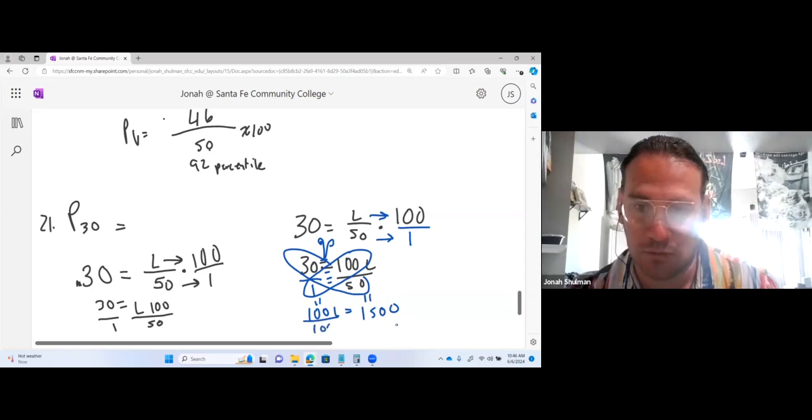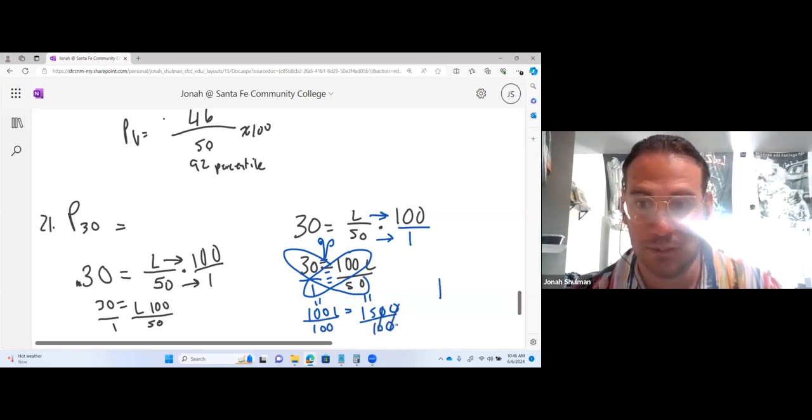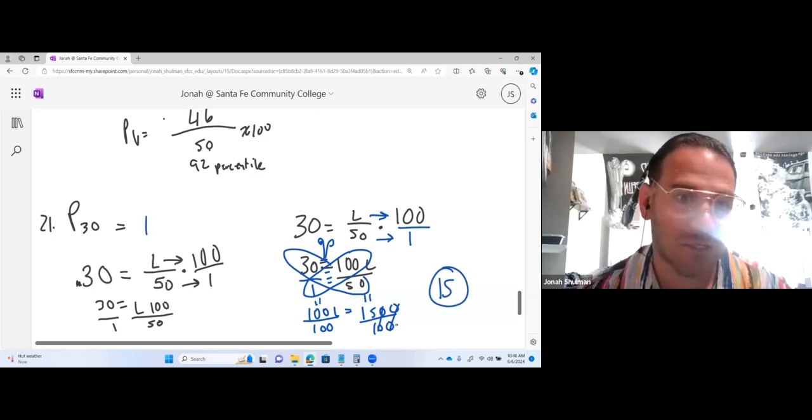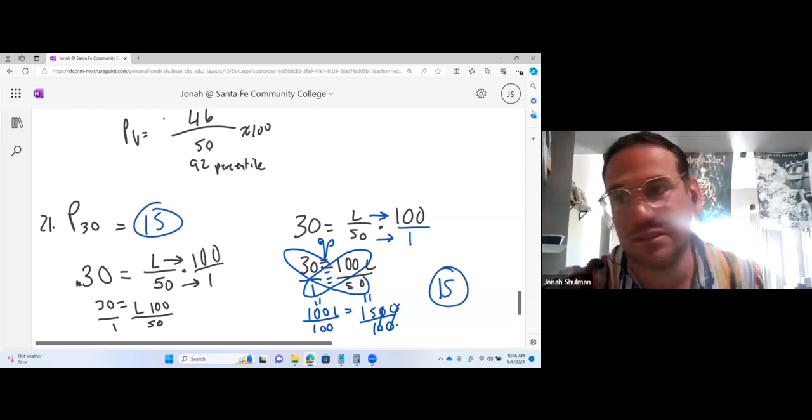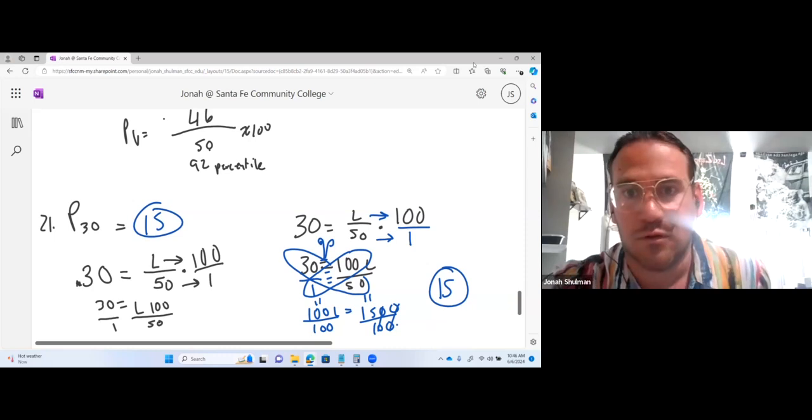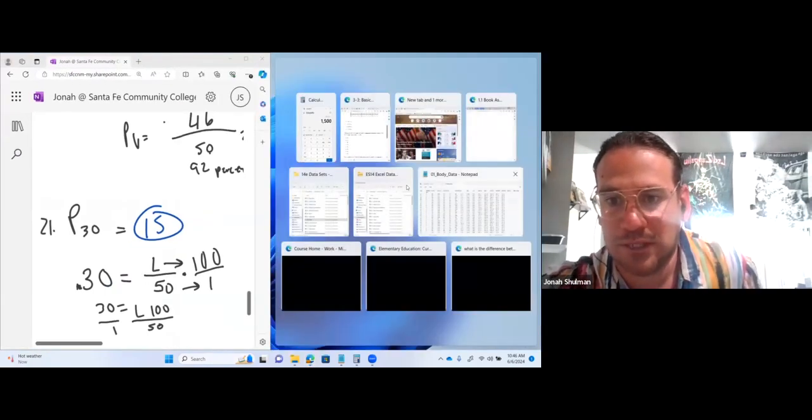Divide by 100. Divide by 100. Boom, boom. The answer is 15. And we can check. We can make sure that that's 15. We can look at the table and make sure this is exactly what we want.